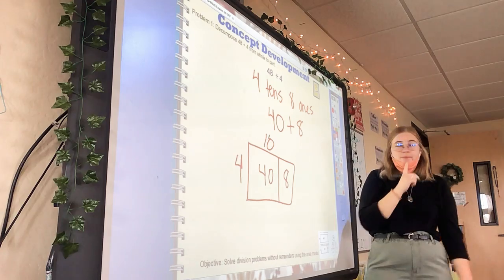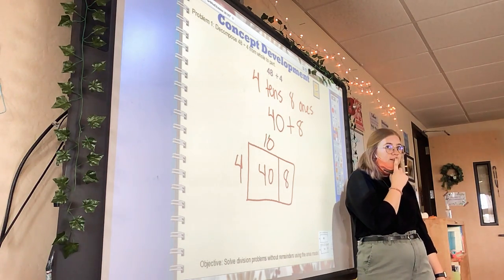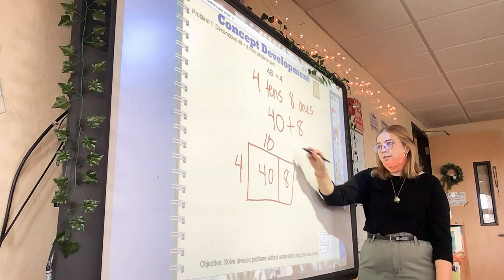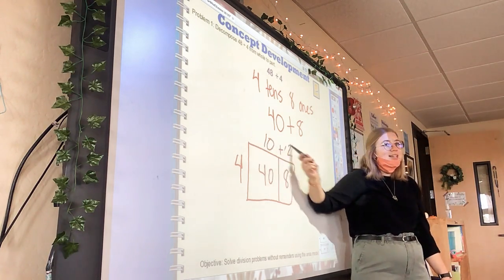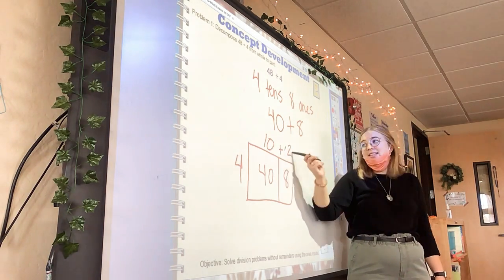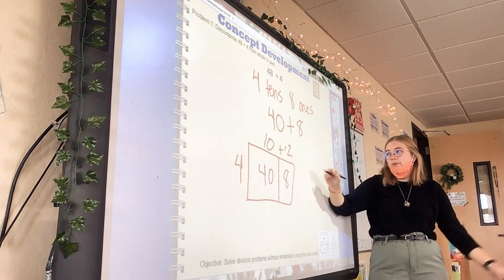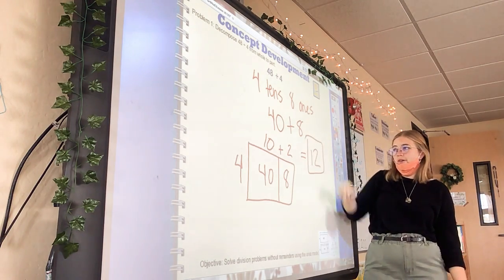Good. Okay. Now, class, you know this one. What's 8 divided by 4? 2. Okay. So my length is this together. My length is this together. So what's 10 plus 2? Go. 12. So my answer is 12.